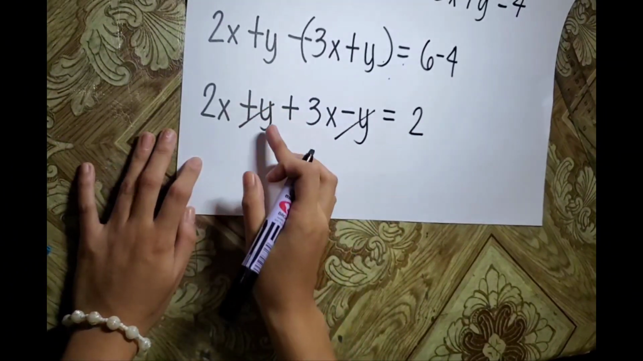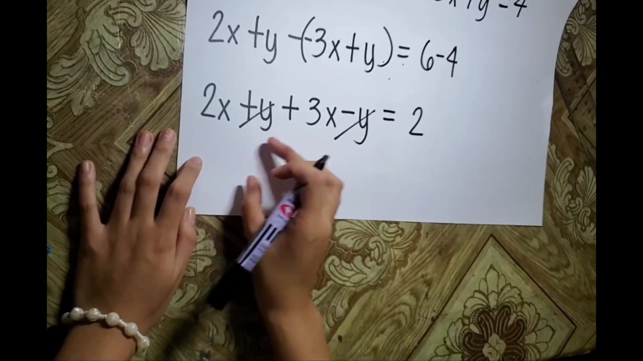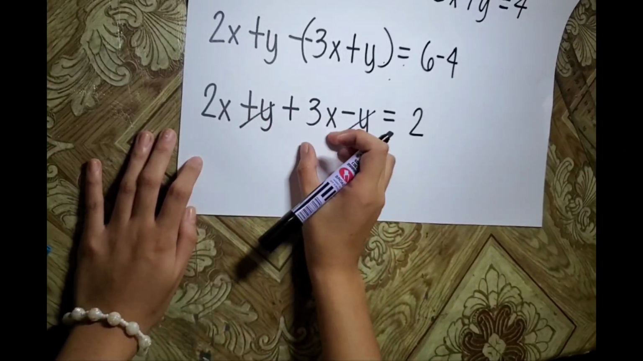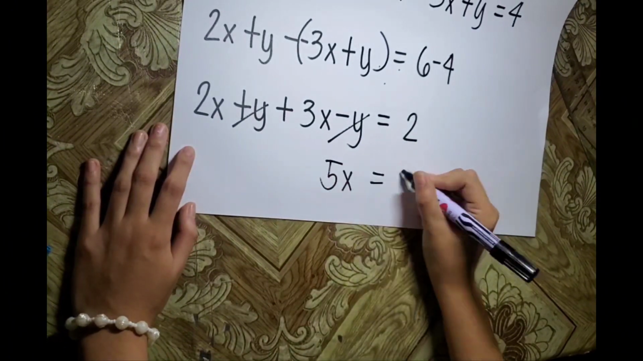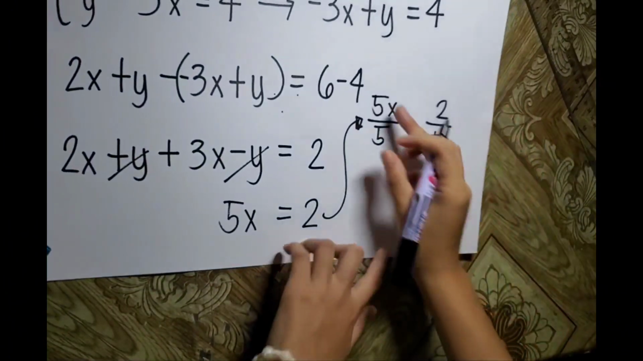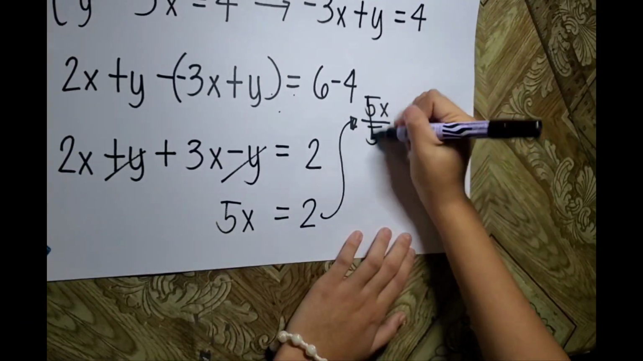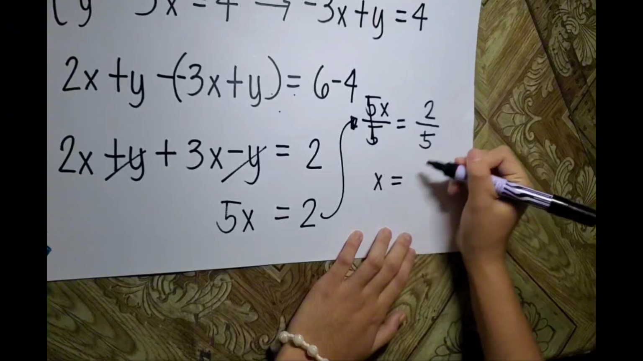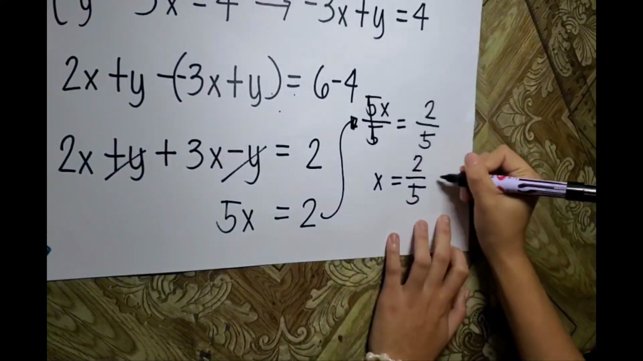So, positive y minus y is equal to 0, and 2x plus 3x is equal to 5x. Divide both sides by 5 to isolate x. So 5 divided by 5 is 1. Therefore, x is equal to 2 over 5, or 0.4.